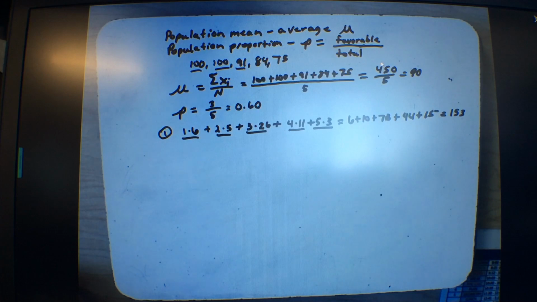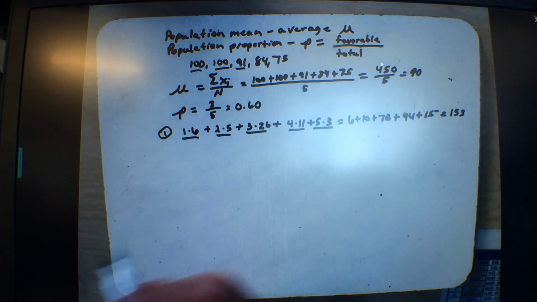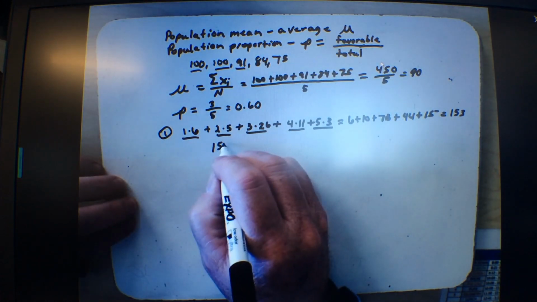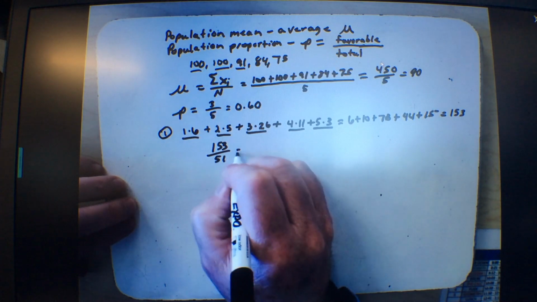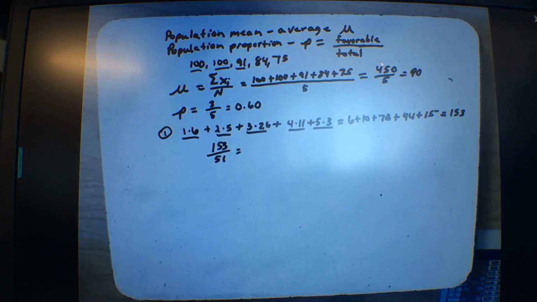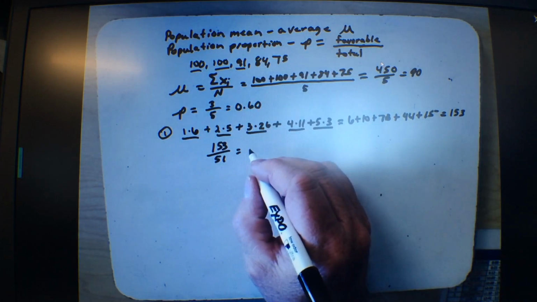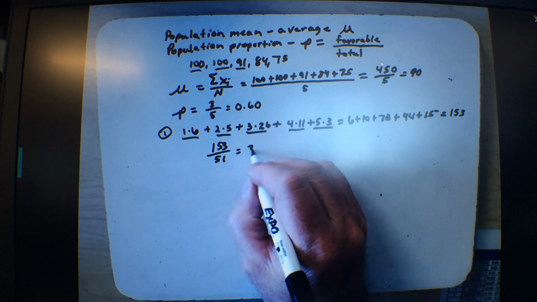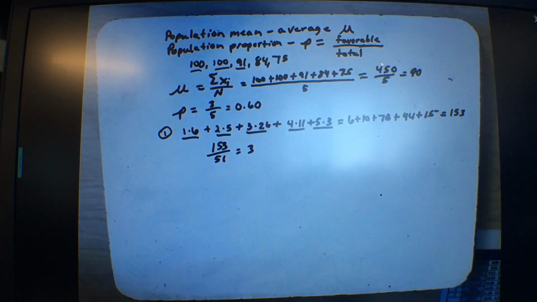153. So to find the average, what do we divide by? 51. We divide by 51, because it told us that all 51 were surveyed to see how many classes they were taking. Okay, so what is that value? 3. So your average is 3. So sometimes you gotta be careful about what you're doing, all right?